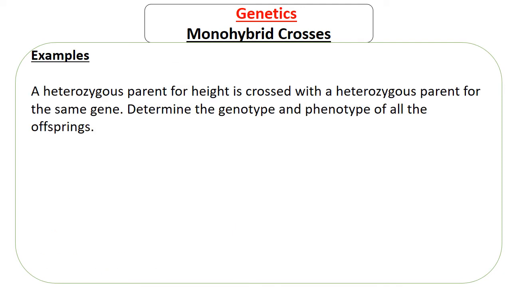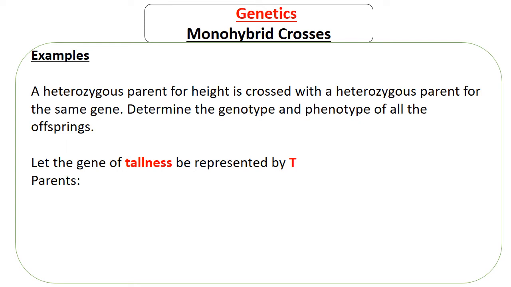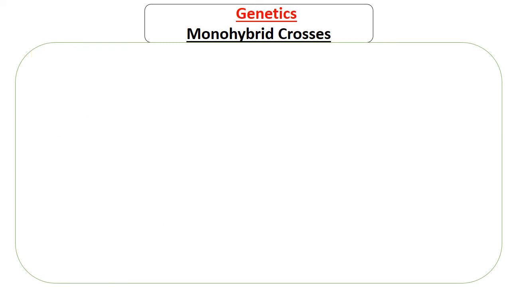Another example: a heterozygous parent for height is crossed with a heterozygous parent for the same gene. Determine the genotype and phenotype of all the offspring. Again, we let the gene for tallness be represented by T. So the parents are heterozygous, which is Tt, and another heterozygous, which is Tt. Let's do cross C. So the parents are these. The offspring we're going to write here.